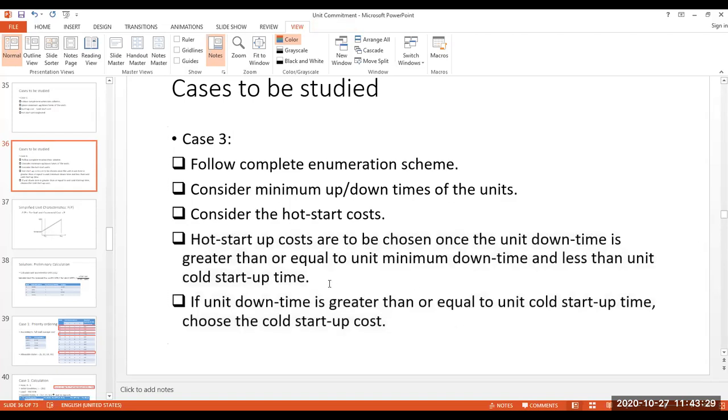This assignment will be the substitute for quiz 2. The deadline for this will be up to the exam date. Is it clear? So there will be no separate quiz 2. Rather, this assignment, the case 3 solution of the unit commitment problem, will be your substitute for quiz 2.